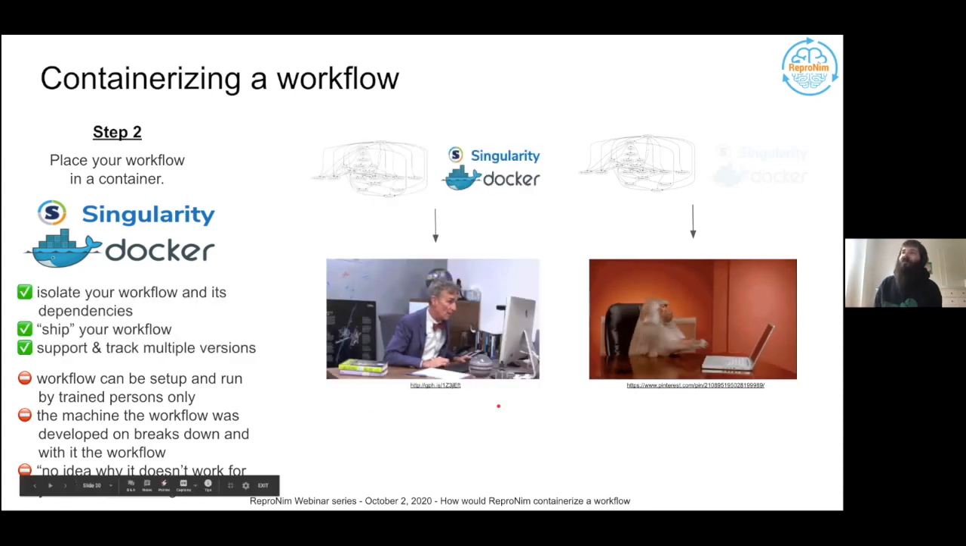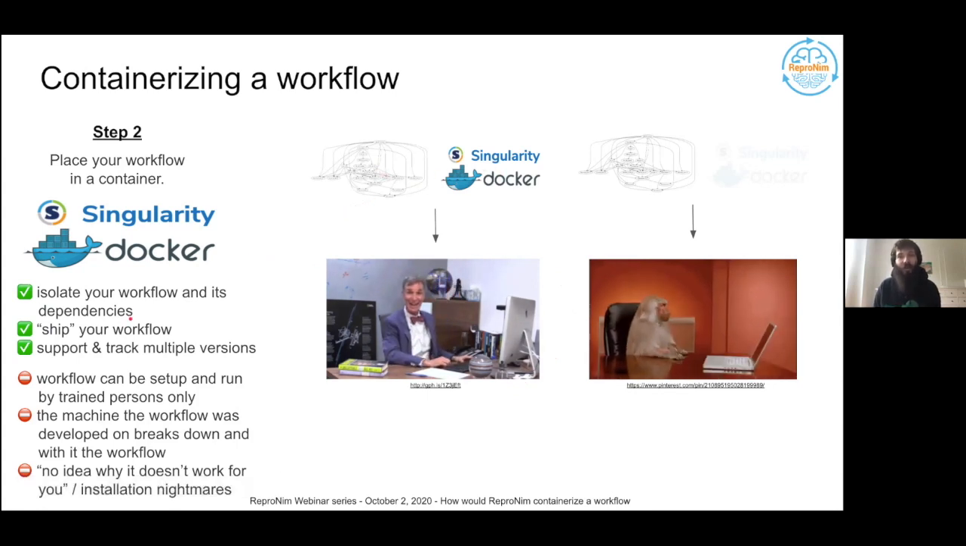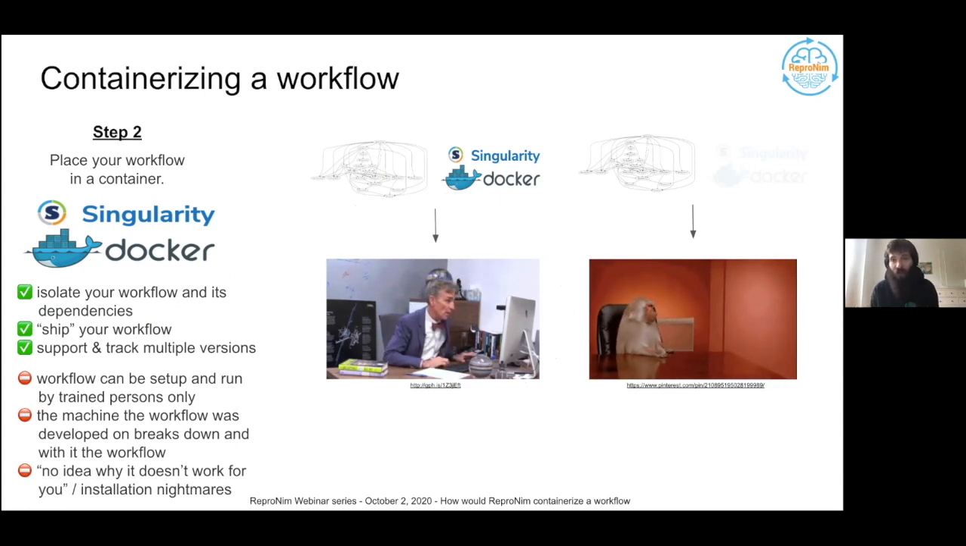And the cool thing is, if you pack your workflow inside some sort of container, you efficiently isolate your workflow and its dependencies. You can then ship it and even can support and track multiple versions. So these problems hopefully are not a thing anymore, because everything you need in this case is the software for containers itself. So either Singularity or Docker or something comparable. And with that, you can just ship it. People have these kind of container technologies on their machine, and it can just use your workflow.